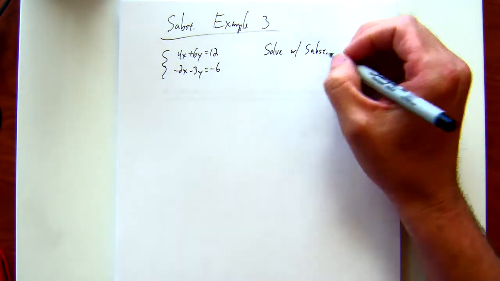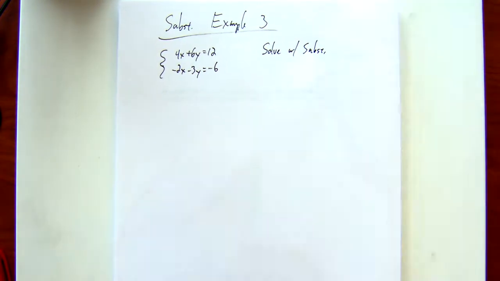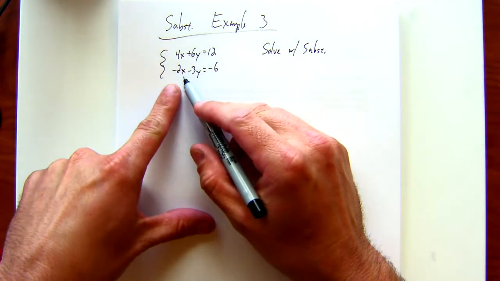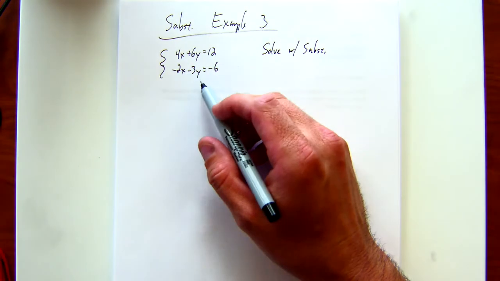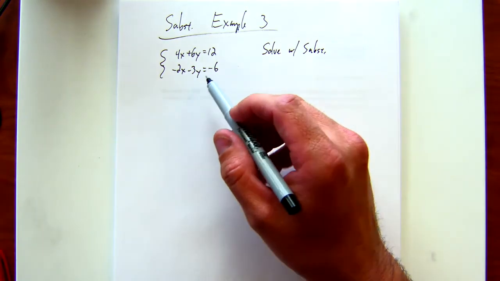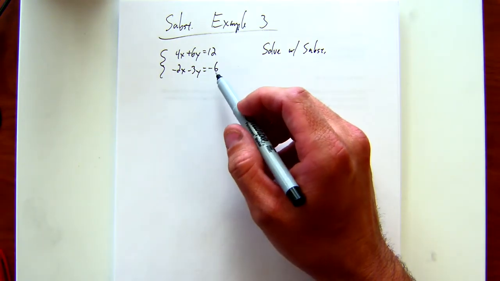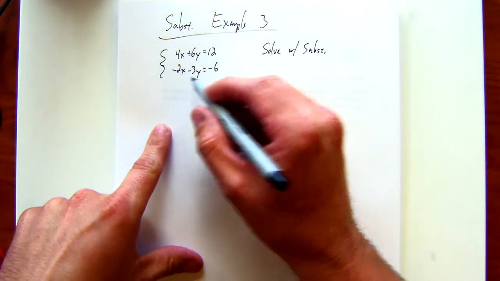Well, let me give you a hint. We can solve this with substitution. Well, this isn't a great example for substitution, actually, but we could solve it. But what would we have to do? What's that? Times this one by 2? Not times it, but divide it by negative 2, right? We'd have to get one of the variables by itself.